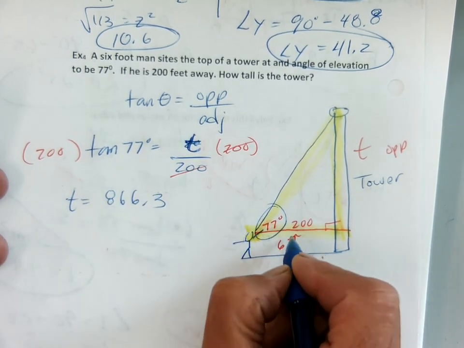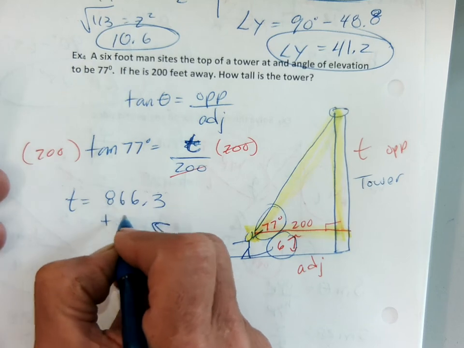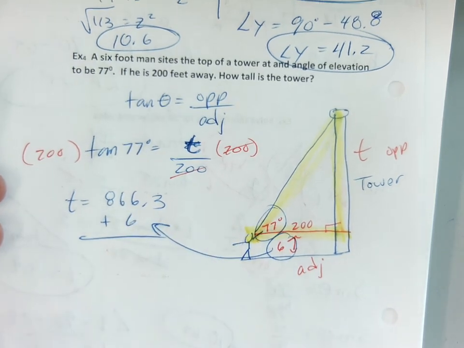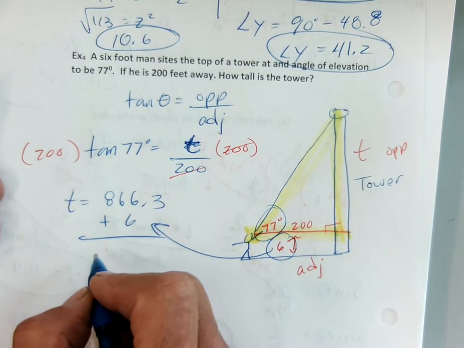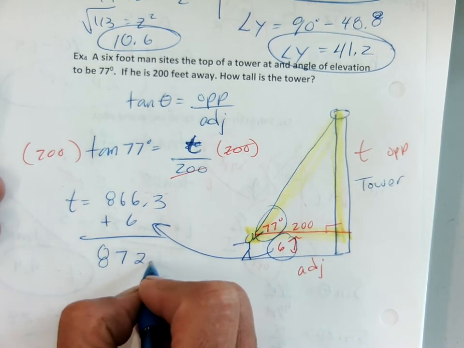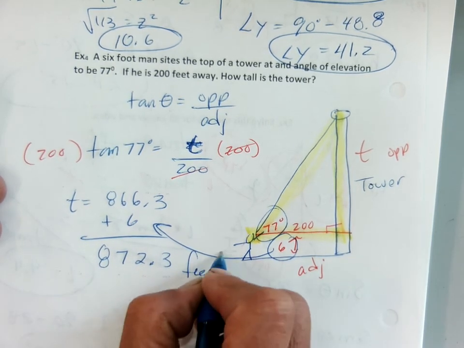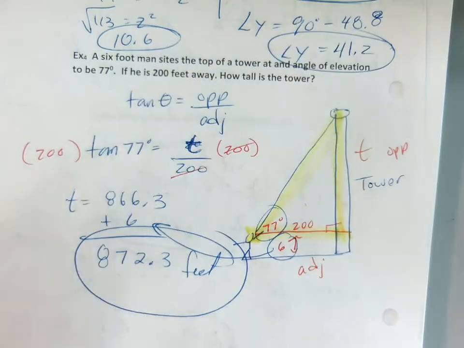866.3, but let's not forget to add in my 6 feet, and I get an answer of 872.3 feet. All right, what do you think? Not too bad?